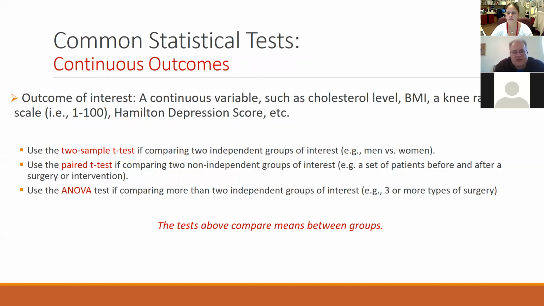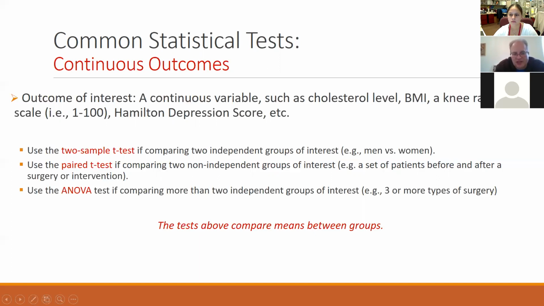So let's say your outcome of interest is a continuous variable, such as cholesterol level, BMI, a knee rating scale that goes from like 1 to 100. So it's a continuous variable in the sense that it has many different values to it. Hamilton depression score, which I think ranges up to 30 or so, for example. That's what we would call a continuous measure. And maybe I want to compare this across two groups. Maybe I want to look at patients that got treatment A versus patients that got treatment B, and I want to compare them on their cholesterol level, their BMI, whatever my outcome might be.